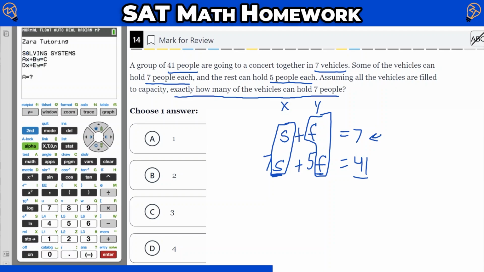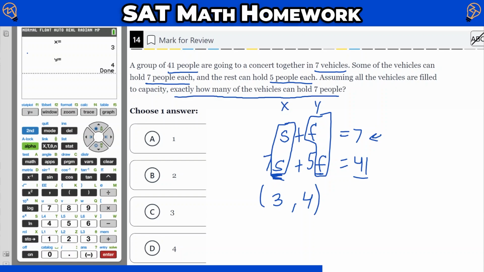So let's go ahead and type in these coefficients. We know that this first one has 1 and 1 for both of the coefficients of S and F since there's nothing in front of them. The constant on the right side is 7. And for the second equation, we have 7, 5, and 41. So we get our ordered pair as (3, 4), keeping in mind that that means there are 3 vehicles that can hold 7 people, and there are 4 vehicles that can hold 5 people. Now they wanted the number of vehicles that can hold 7 people, which makes the correct answer C.